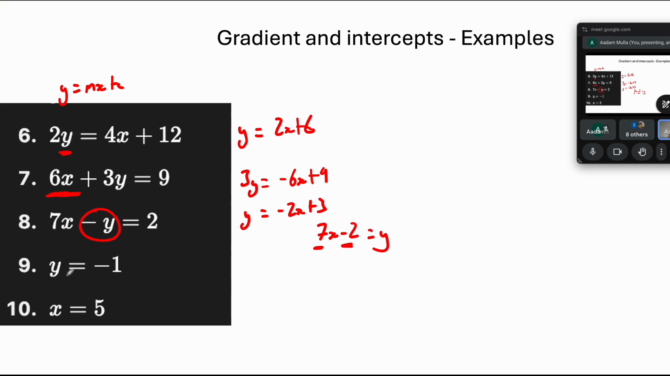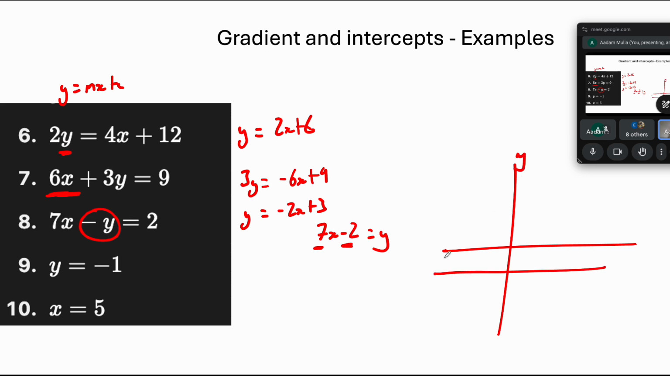This one is a little bit different. It's just a y equals minus 1. So you might notice that this will just be a horizontal line. So that's my y-axis, so that would be a horizontal line at y equals negative 1. It would look like that. So the gradient of that is just 0. There's no steepness of that line. It's not going up and it's not going down.